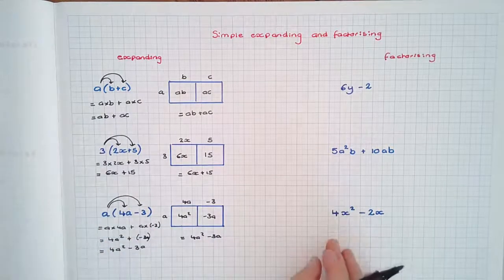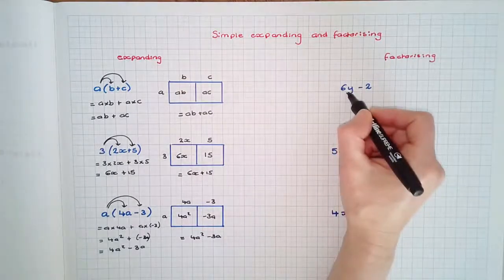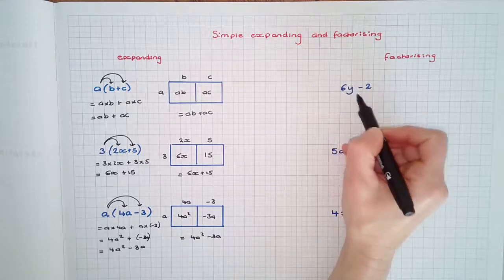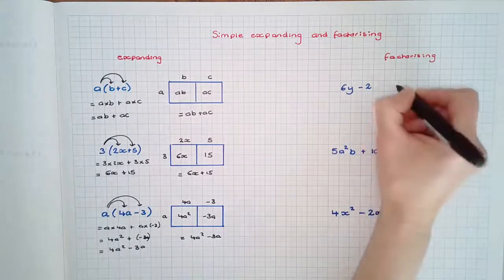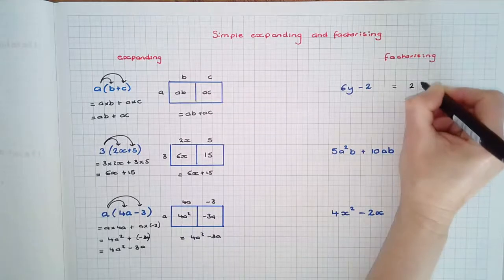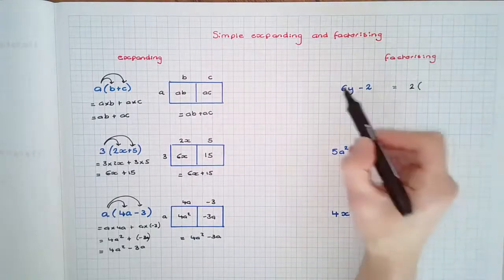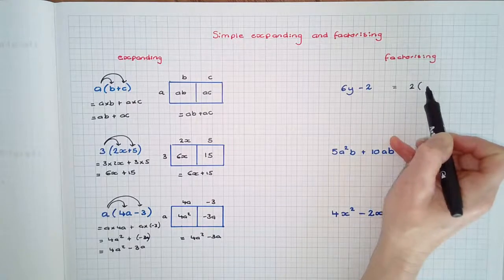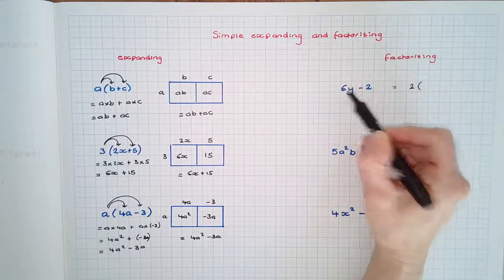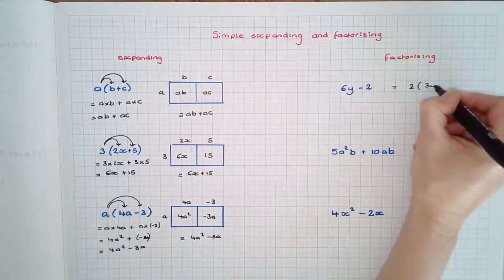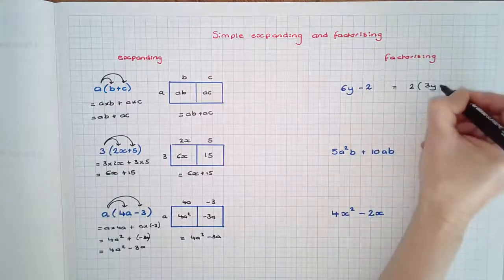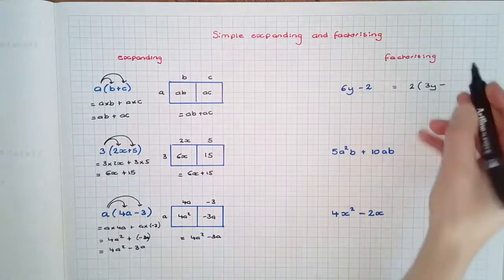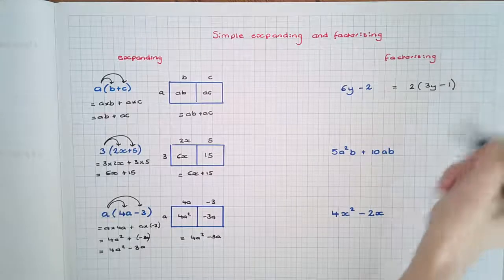Let's try with 3 examples. Here we have 6y minus 2. The highest common factor of the terms 6y and minus 2 is 2. It goes on the outside of the brackets. Now we can divide each term. 6y divided by 2 is 3y, or just think 2 times what will give us 6y, and we have 3y. Here we have a minus, so we'll put the minus in, and 2 times what will give us negative 2. Here I've already put the minus in, so it's 1.